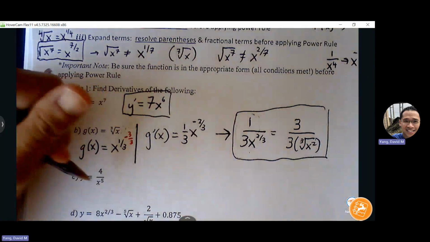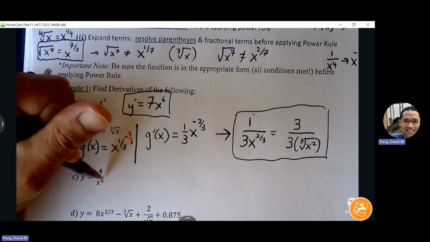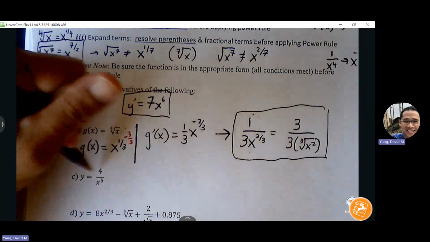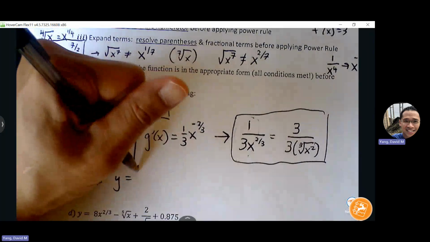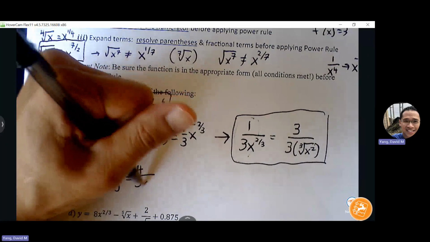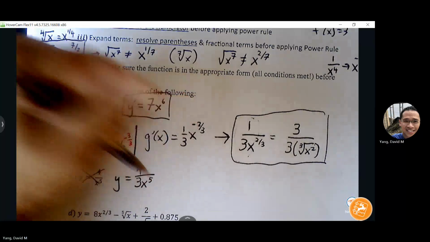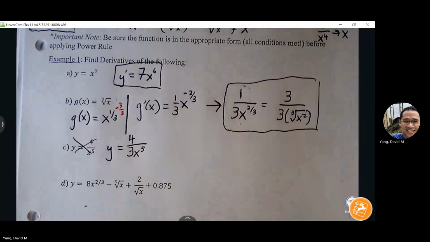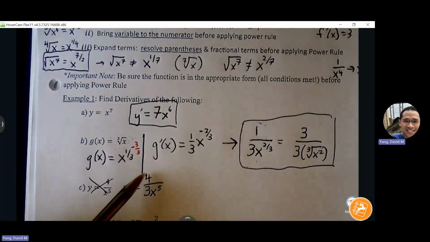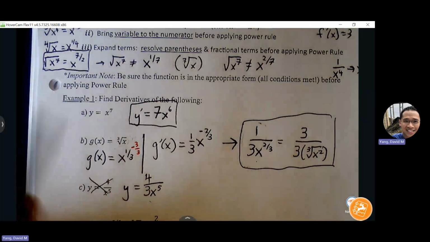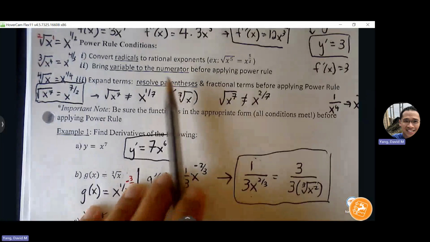Let me change part C slightly, just so that I can kill two birds with one stone here. So if I rewrite this, y is equal to 4/3x to the 5th. So that's my starting equation. Okay, let's go down our conditions here. Are there any issues with radicals here? No, we're good, right? Is there any issue with a denominator variable?